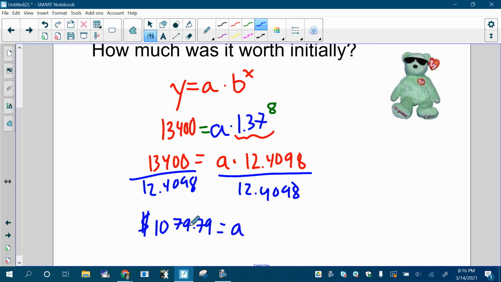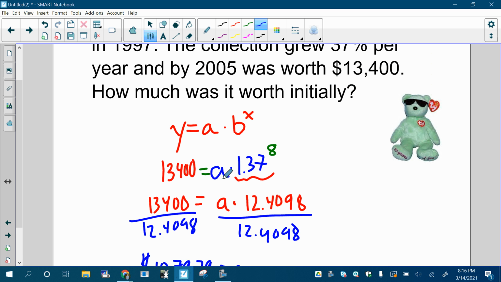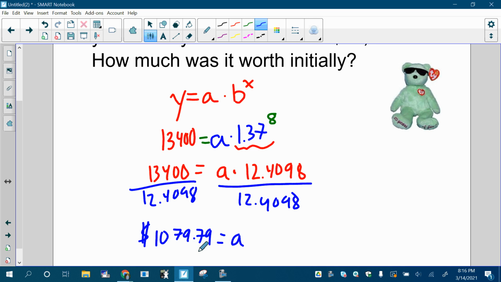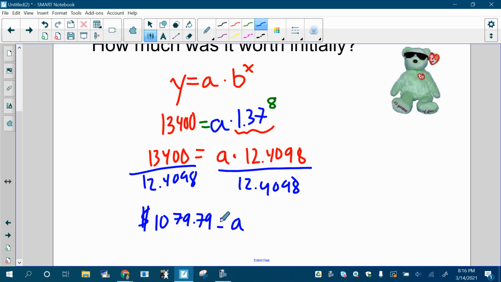As with all the word problem stuff, make sure you check that it makes sense in the context of the problem. Your starting amount, if it's going up, better be less than the ending amount, obviously. Yeah, so the fact that it started out being worth $1,000, grew a bunch, and then ended up being $13,000, that makes sense. So make sure your answer makes sense in the context of the problem.